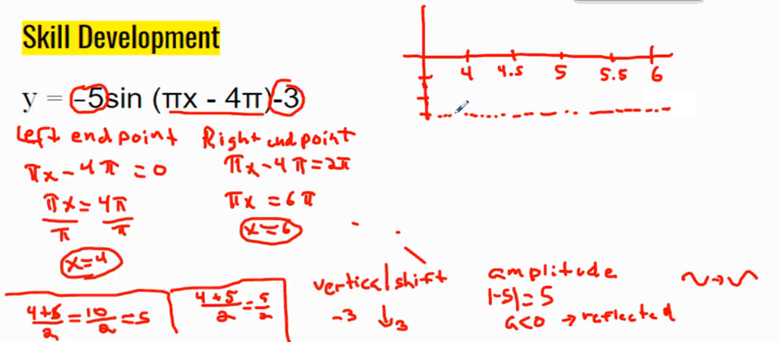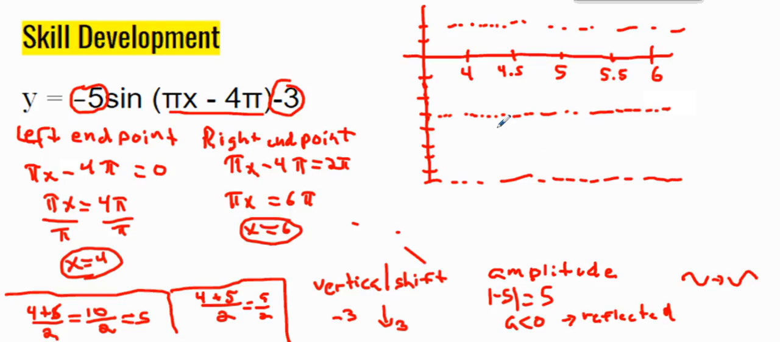From my midline, I know the maximums will be 5 up from the midline. So I'm going to count up 5: 1, 2, 3, 4, 5. And I'm going to draw another dotted line. A dotted line again is just to guide me in my graph. And I'm going to go 5 down: 1, 2, 3, 4, 5. And again, another dotted line. So this is the upper bound and the lower bound.